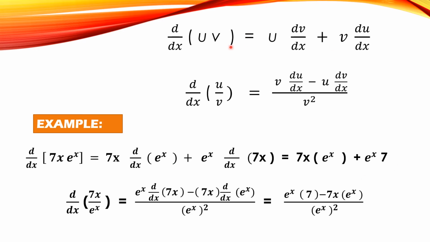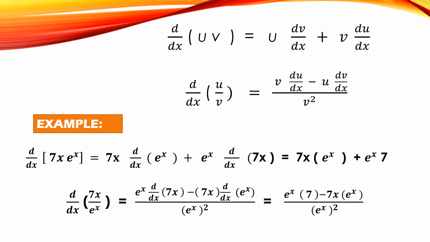Now supposing you have to find the derivative of uv, this is called the product formula. So what you will do is the first function u as it is multiplied by the derivative of the second function, plus the second function v as it is multiplied by the derivative of the first function. So how do you say it? u dv by dx plus v du by dx. Okay. Now this formula is in support of the first example, d by dx of 7x e power x.